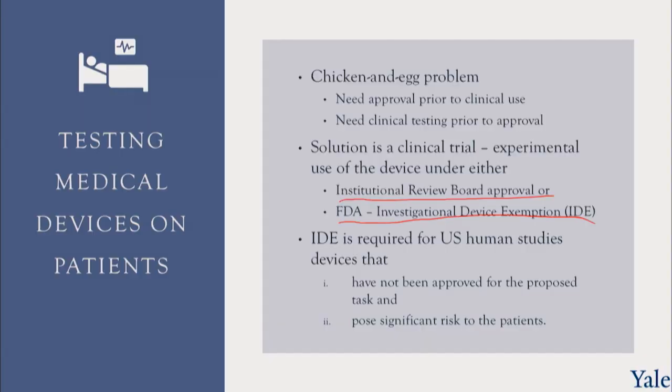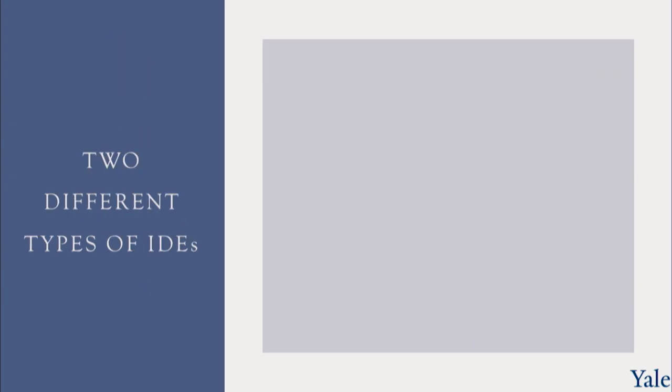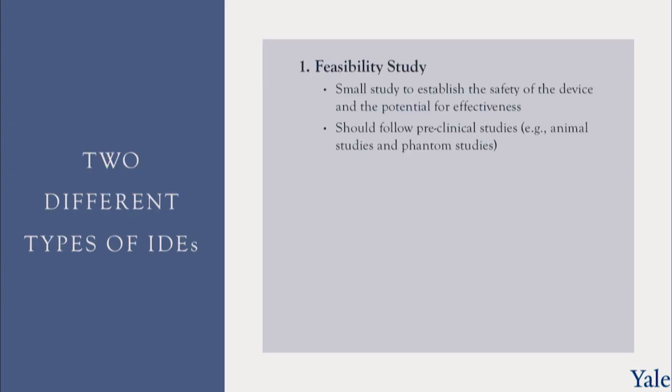So an IDE is required for US human studies with devices that have not been approved for the proposed task, which is all of them, of course, and that pose significant risk to the patients, where the institution isn't willing to take the risk to approve it effectively, and you need to go through a regulatory approval process. There are 2 kinds of IDEs. There's what's called a feasibility study. This is a small study to establish the safety of the device and the potential for effectiveness.